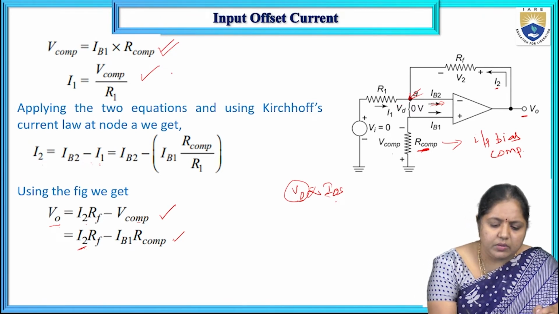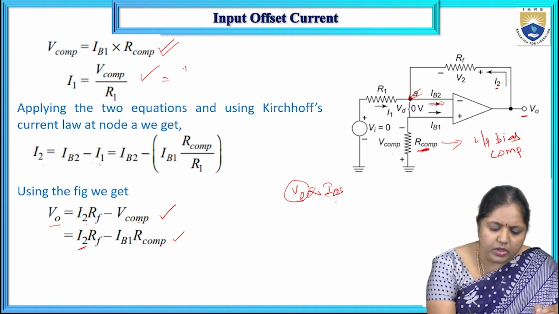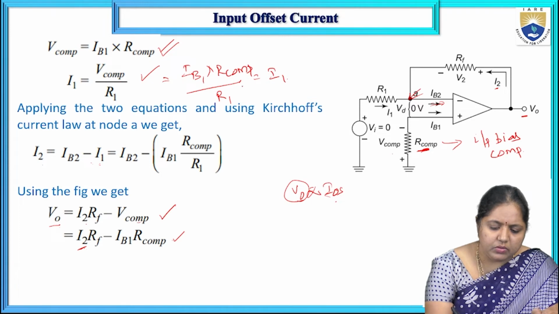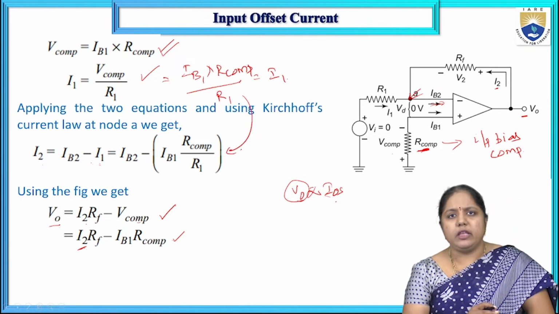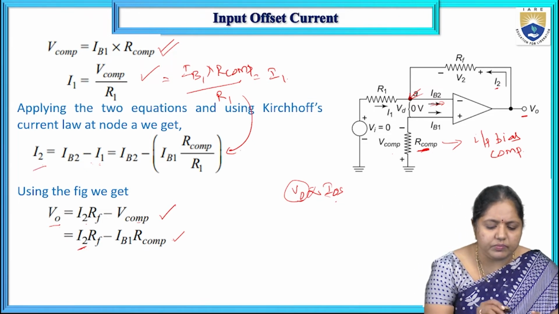Here, if I substitute this equation, what is V comp here? V comp equals IB1 from the above expression, V comp equals IB1 into R comp by R1. This is the equation for I1. So the asterisk equation has been substituted in the below expression. Is it clear? Like this I am finding what is the I2.